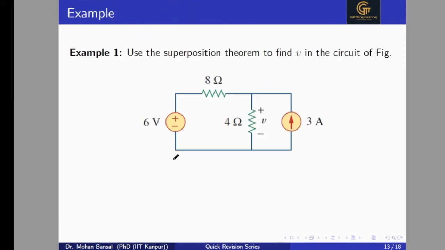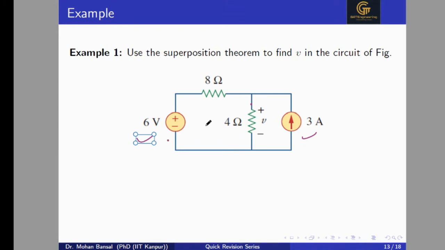at a time. So in this problem, we have two sources. One is a 6 volt voltage source, another one is a 3 ampere current source. We have to compute the voltage V across the 4 ohm resistance. That can be easily computed with the help of KVL and KCL and nodal analysis. But here we can apply the superposition theorem because we have two sources in this circuit: one is a 6 volt source, the other one is a 3 ampere current source.